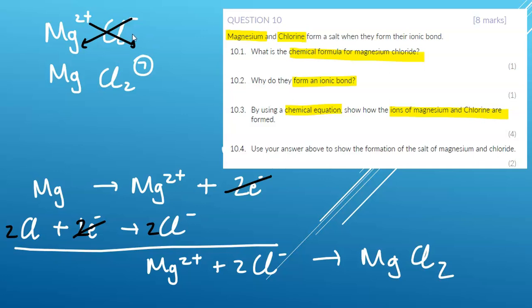Okay, so in grade 8 and grade 9, we learned this way of getting to the formula of magnesium chloride. So we just move the charges. Now in grade 10, we actually understand why that happens. So it's sort of the same idea. It's just an explanation of why we can do the things that we do.